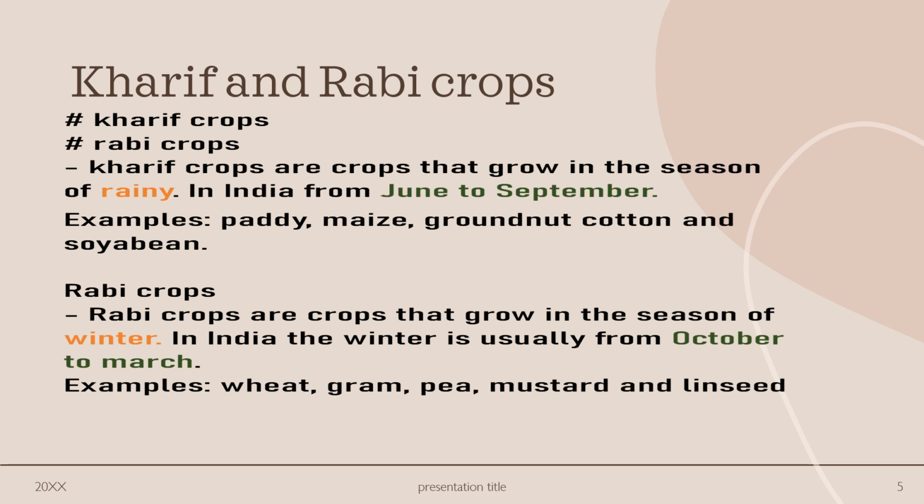So these are Kharif and Rabi crops. Kharif crops are crops that are grown in the rainy season, in India from June to September, and examples of them are paddy, maize, groundnut, cotton and soya. Rabi crops are crops that are grown in the season of winter. In India, the winter is usually from October to March. Examples of them are wheat, gram, pea, mustard and linseed.